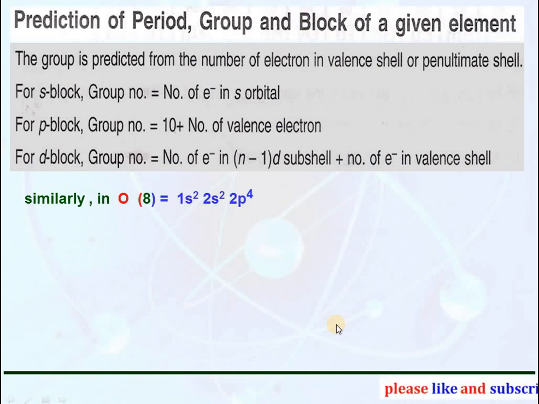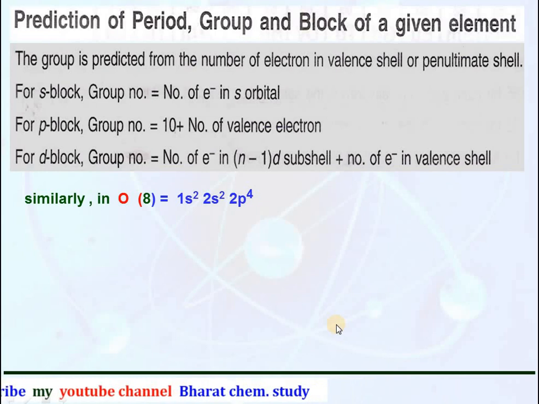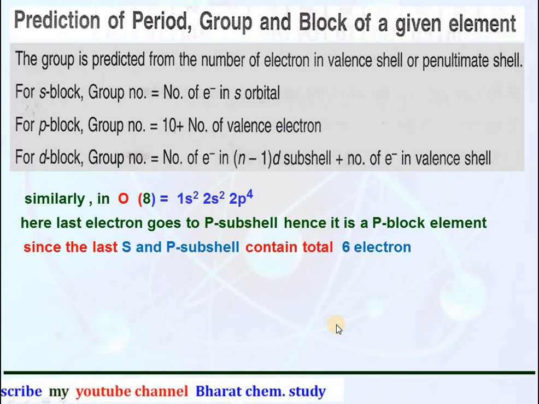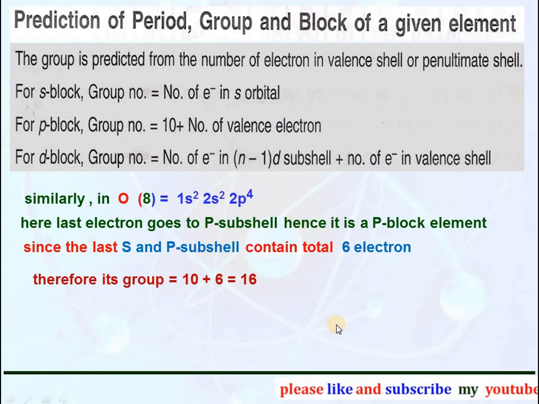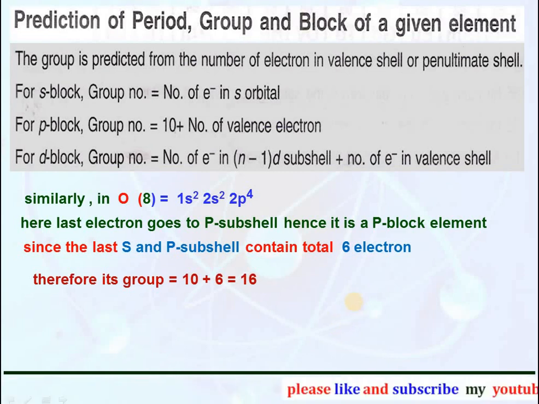In case of oxygen, atomic number 8, the electronic configuration will be written as 1s2, 2s2, 2p4. Here the last electron goes to p subshell, hence it belongs to p block element. So here the last s and p subshell contain total 6 electrons, and therefore group is equal to 6 plus 10 is equal to 16.